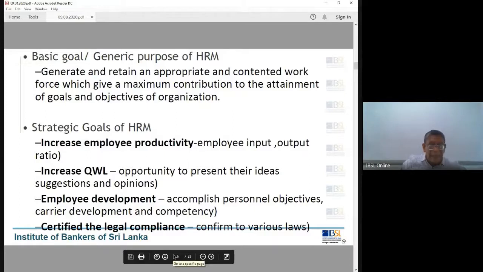That is basically the employee input output ratio. So how can you calculate it? Employee output divided by employee input, you get the ratio. Say for example, for banks, sometimes they calculate cost per employee, cost for profit, like that. So that shows the productivity.